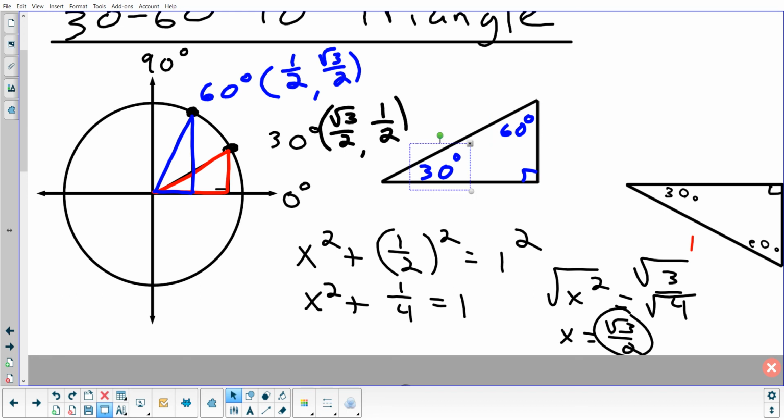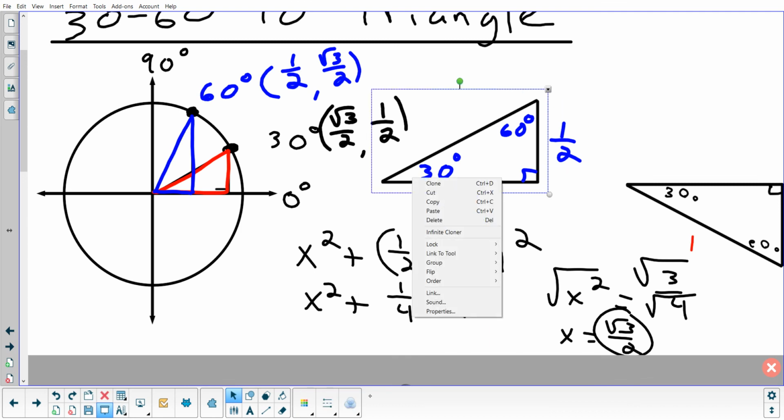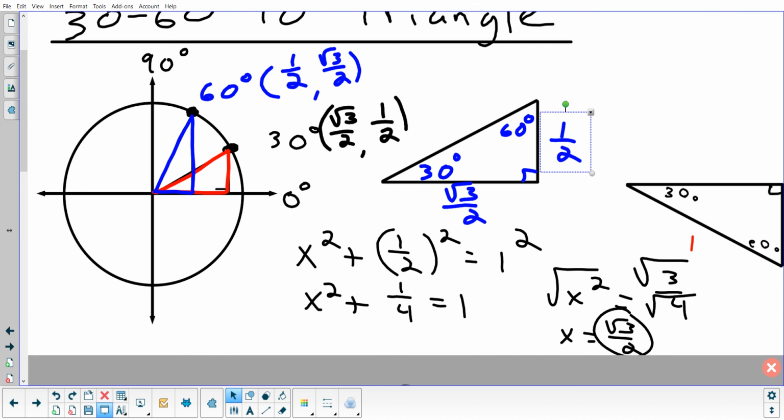Which angle is bigger here, 30 or 60? 60. The bigger angle always goes across from the bigger side. The smaller angle always goes across from the smaller side. And 1/2 is always smaller. So 0.5 is always across from your 30. That's how I remember it. 0.5 always goes across from the 30, whether it's down here, or whether it was over there in that case.